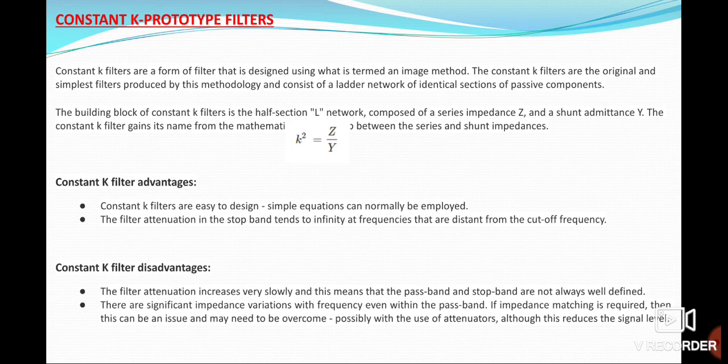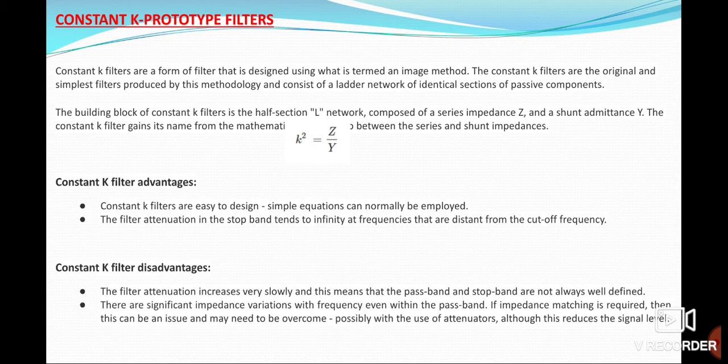So what is constant K prototype filter? Constant K filters are basically a form of filter that is designed using what is termed as an image method. The constant K filters are the original and simplest filters produced by this methodology and consist of a ladder network of identical sections of passive components. The building block of constant K filters is half section L network composed of a series impedance Z and a shunt admittance Y. The constant K filter gains its name in the mathematical way between the series and shunt impedances, that is, it is given by the relation K square equals Z by Y.